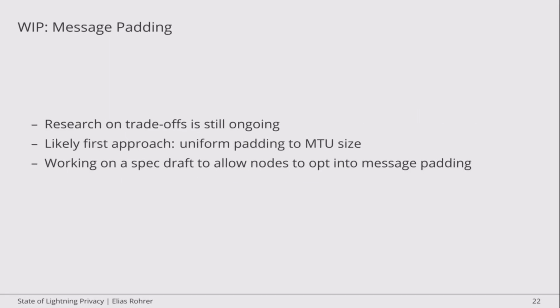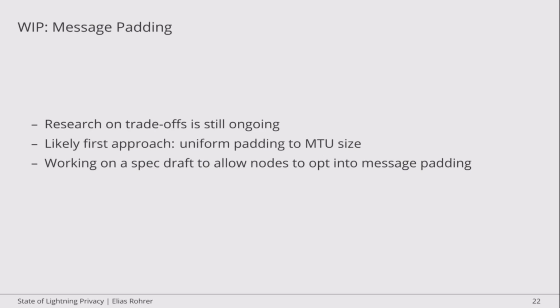Secondly, message padding is a good idea. There's research ongoing; a few researchers are looking into the trade-offs. Basically, the very naive case would be that we pad all messages to the same MTU size, and that would make them uniform and hopefully not distinguishable at all. Of course, there are some exceptions if you have larger packets, but let's assume a standard MTU size of 1,500 bytes, and we just use that as the padding. And then all are uniformly padded to that size.